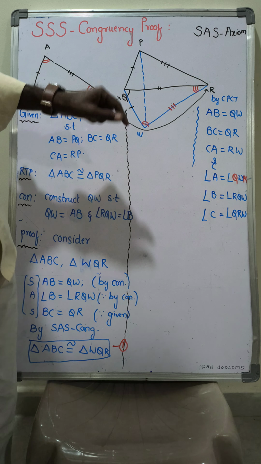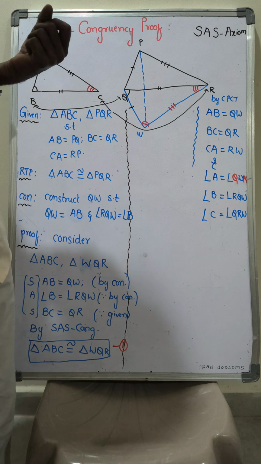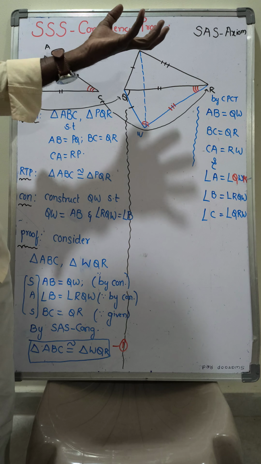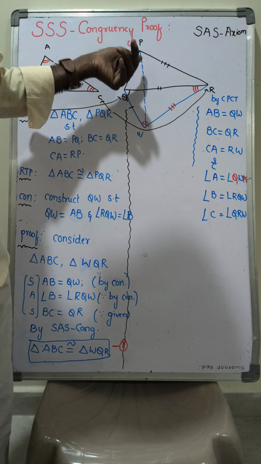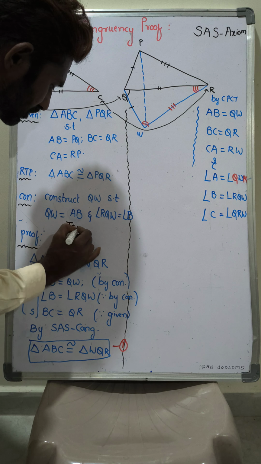If you observe these two triangles, to prove them congruent I have to use the SSS axiom. I need an angle, but in these two triangles there is no common angle. Here we have the angles, but in this triangle there are no angles. So to form those angles, I would like to join P and W, which is going to help a lot. We joined PW already, so in construction we need to mention: join PW.